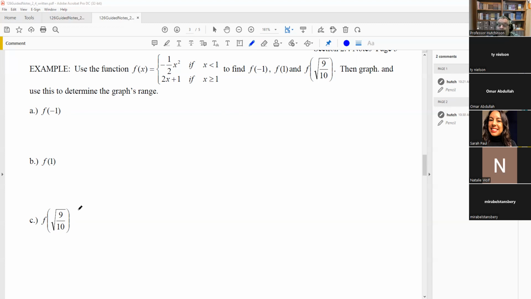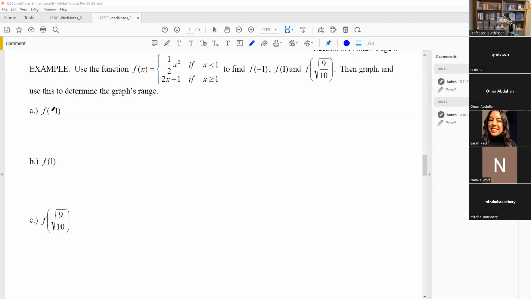Why don't you just go ahead and do this. I'll give you some time to work these out, a minute or two, and then I'll come back and work those out for you. So try these problems A, B, and C. Just a reminder, you look at the number inside the parentheses and compare it to the conditional statements here. That's going to tell you which one of those equations you're going to use.